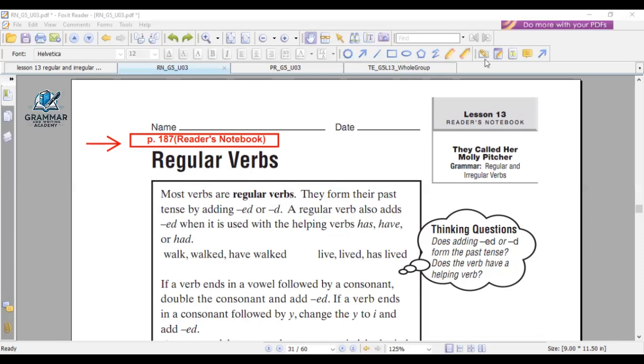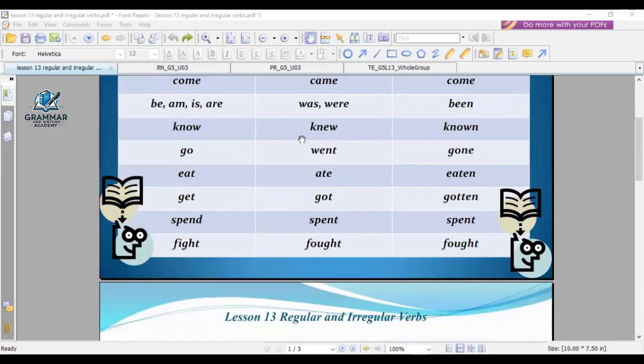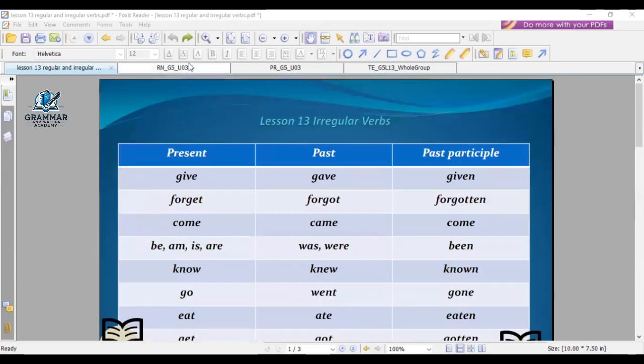Lesson 13. It's about both regular verbs and irregular verbs. Page 187 in your reader's notebook. Open it, please, as fast as you can and try to join the session. Ask your friends to join the session, please. This sheet, you already have it in your email. Suppose you have already printed it. Okay, we will have it right now.